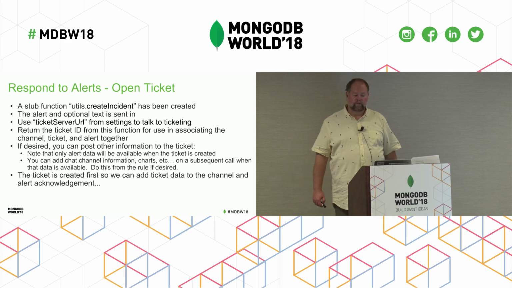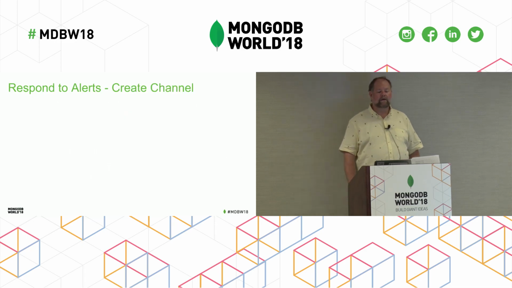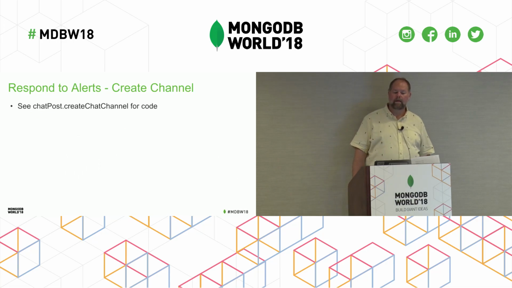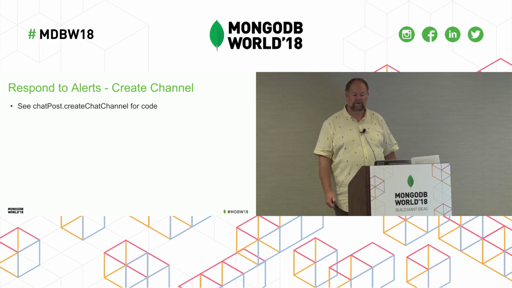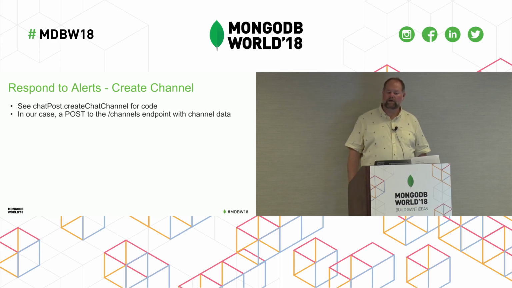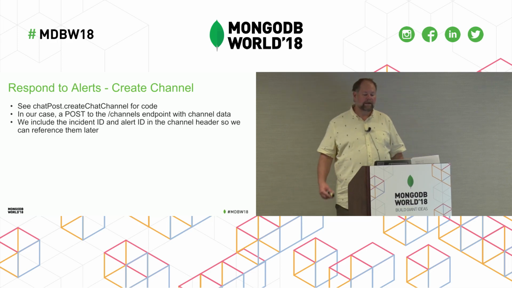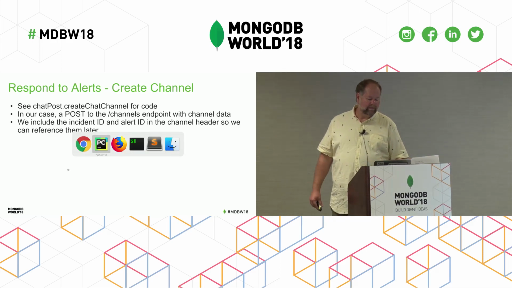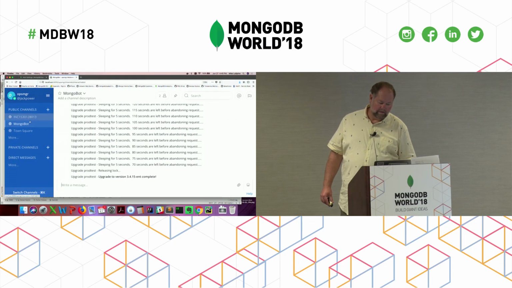Okay. So the ticket is created first, so we can add the ticket data to the channel and the alert acknowledgement. So we create a channel. There's that chat post class. The create chat channel creates the chat channel for us. If you're using something besides Slack, you may have to rework that a little bit. We just posted the channel's endpoint with the channel data. We include the incident ID and the alert ID in the channel header so we can reference them later if need be. And we saw that in our chat client here.